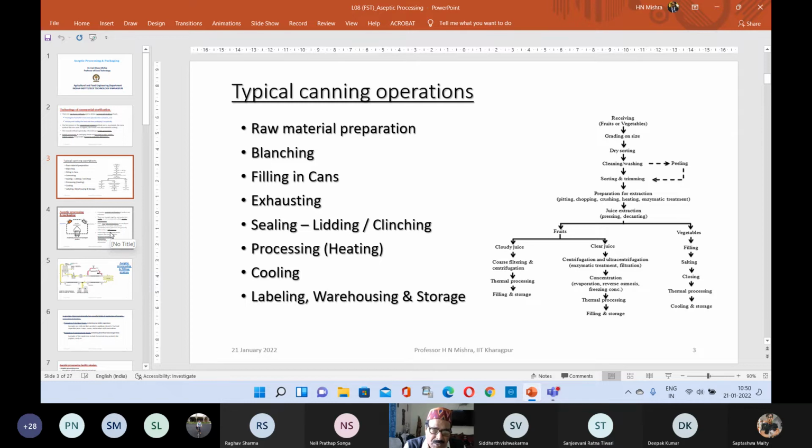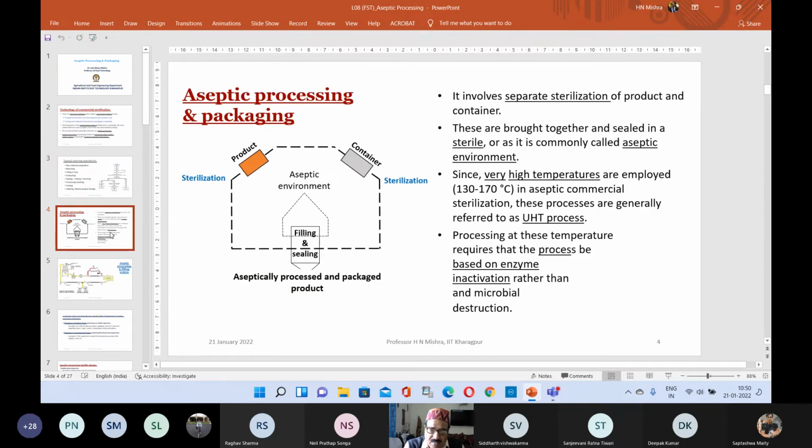This is about typical canning or conventional canning. Now it is the aseptic processing. As I told you, aseptic processing and packaging involves separate sterilization of product and container, and these are brought together in a sealed sterile environment.